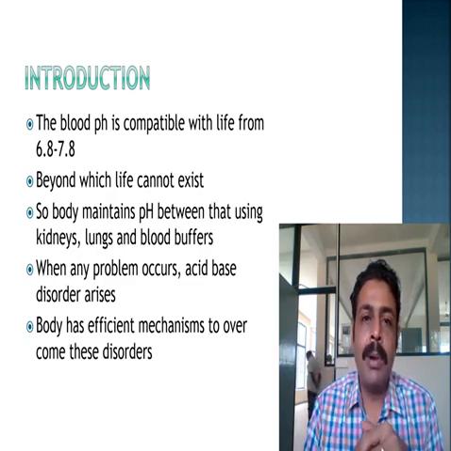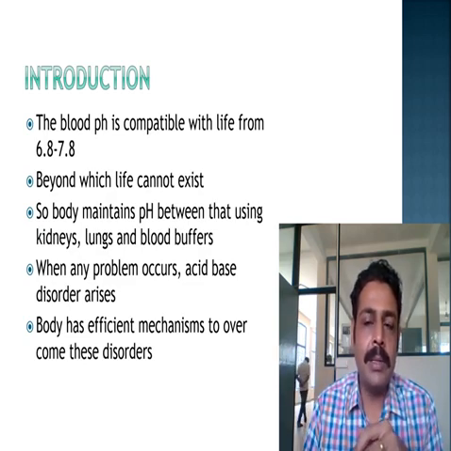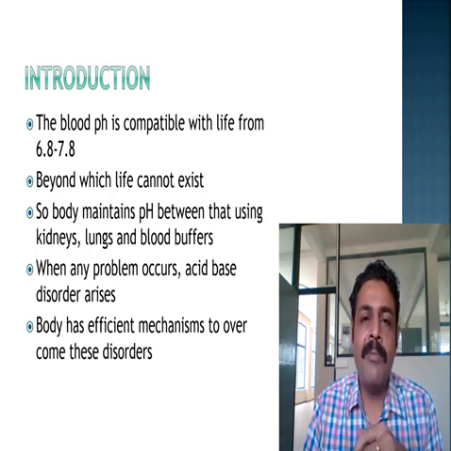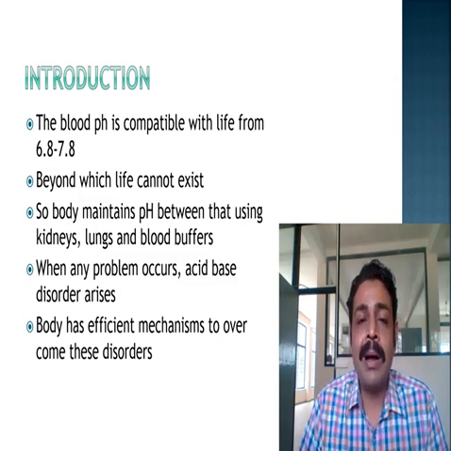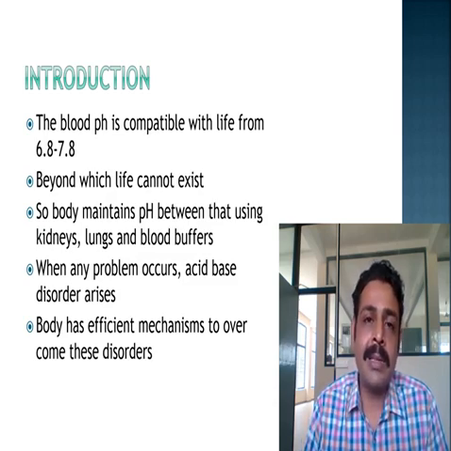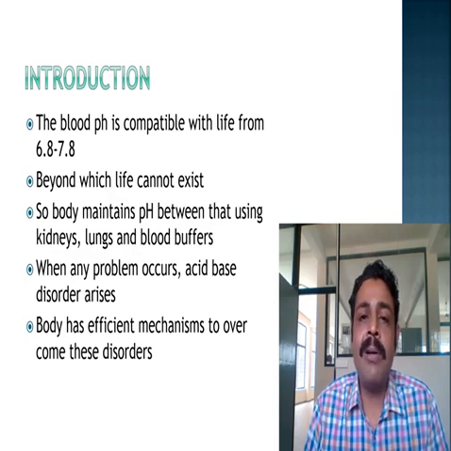So, as I told you, blood buffers, kidneys and the respiratory system maintain our acid-base balance. When any problem with these three systems occurs, or when any increased production of acids or bases occurs, then it may lead to acid-base imbalance. But the body has some compensatory mechanisms. We will see what errors can occur, how the body compensates, and what treatment is to be given.